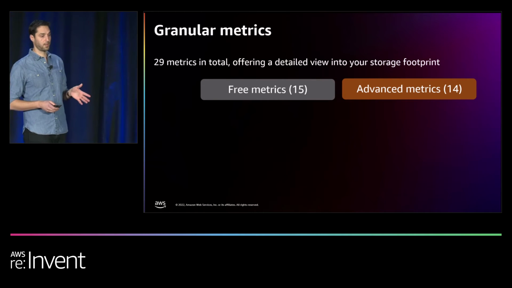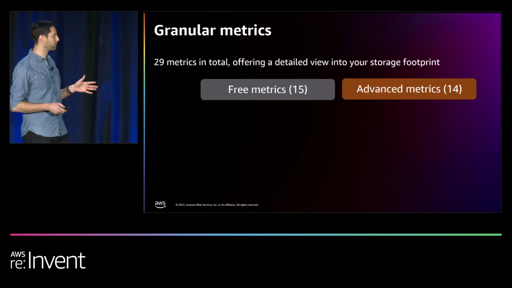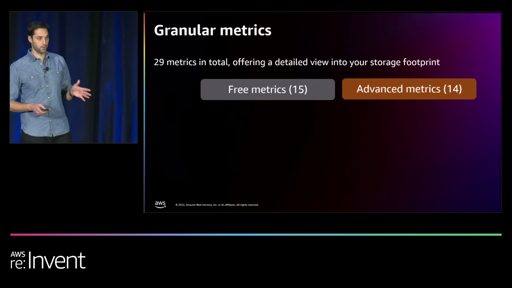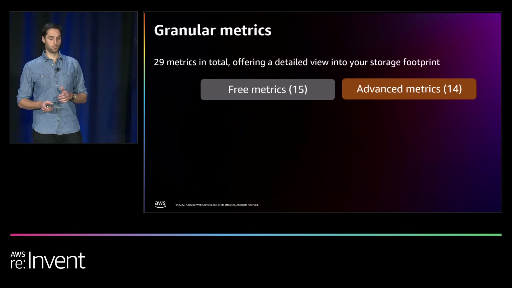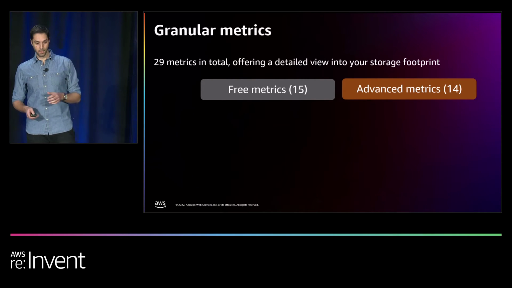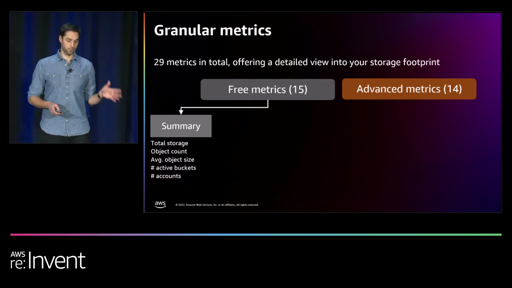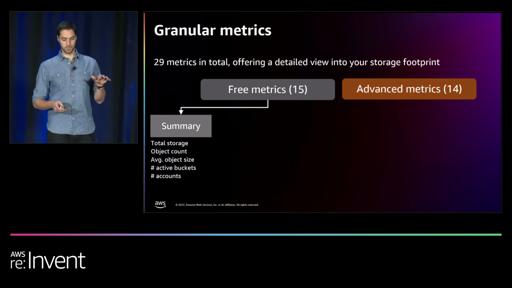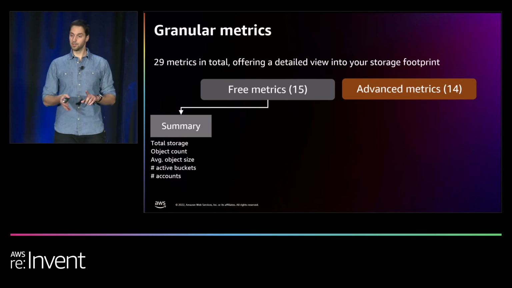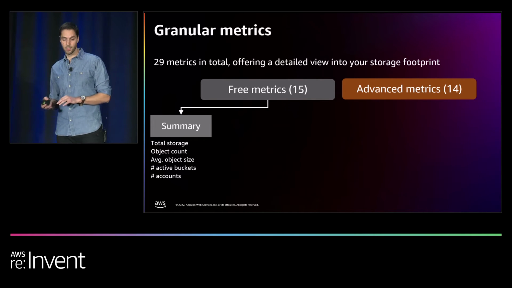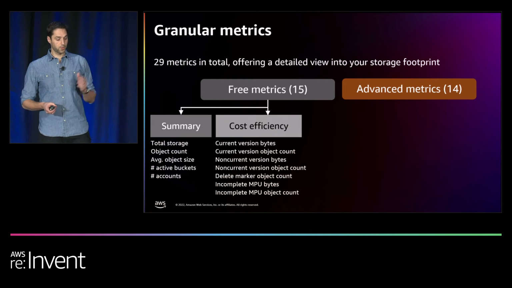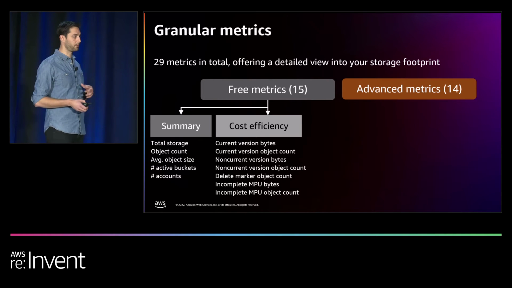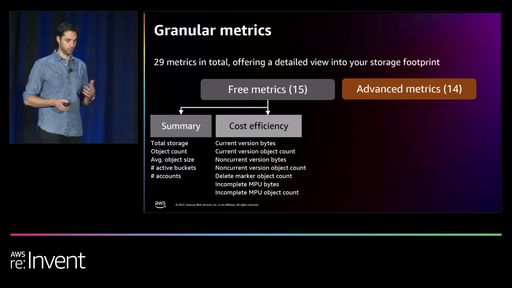Getting to our fifth and last capability is the granular metrics within Storage Lens. Lens provides you a set of 29 usage and activity metrics that are grouped into 4 main categories. The first category is the summary metrics for gathering top-level insights. For example, you can see total storage, object count, average object size, growth rates, and more. We also have cost efficiency metrics to identify cost-saving opportunities, for example, cleaning up incomplete MPUs or long delete markers.